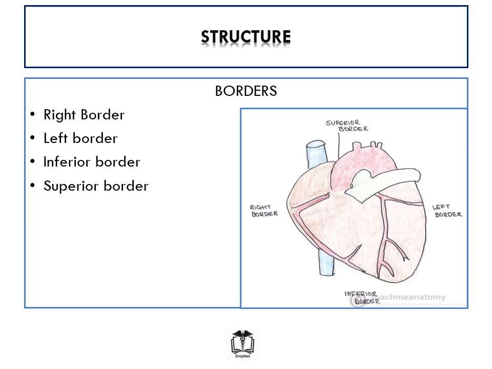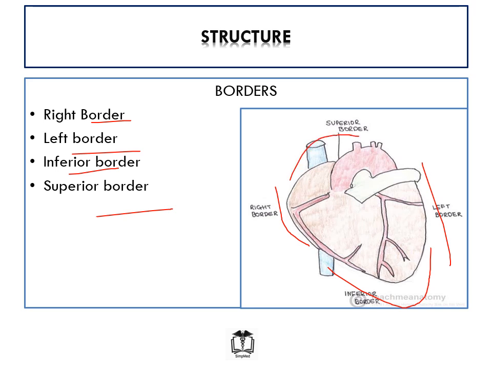We have four major borders to the heart. This includes the right border of the heart, as shown here. Then the left border of the heart. The left border of the heart is marked at this point. Then the inferior border of the heart. The inferior border is the area that is outlined here. And then finally, the superior border of the heart shown up here.